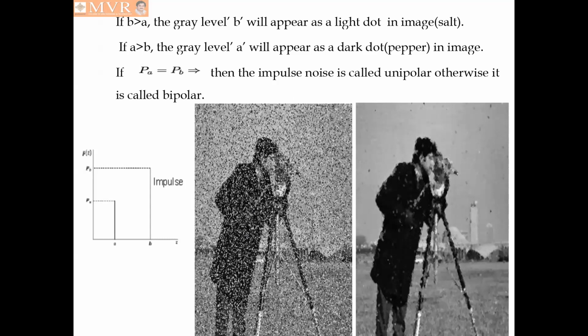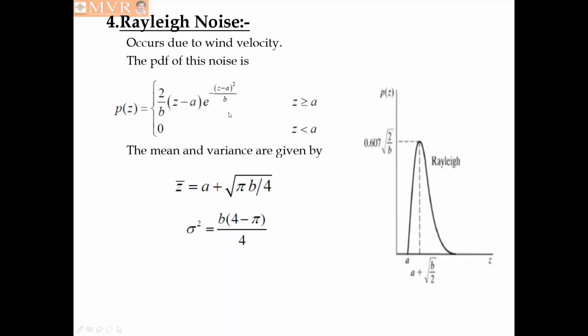So if Pa equals Pb, then the impulsive noise is called unipolar. Otherwise, it is called bipolar. So this is the first image with the impulsive noise, and the second image is after removing the impulsive noise.